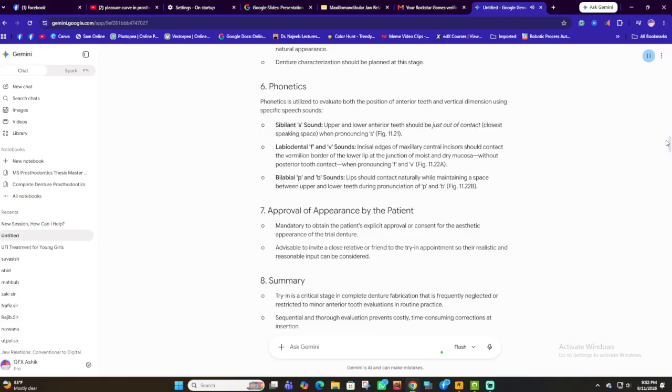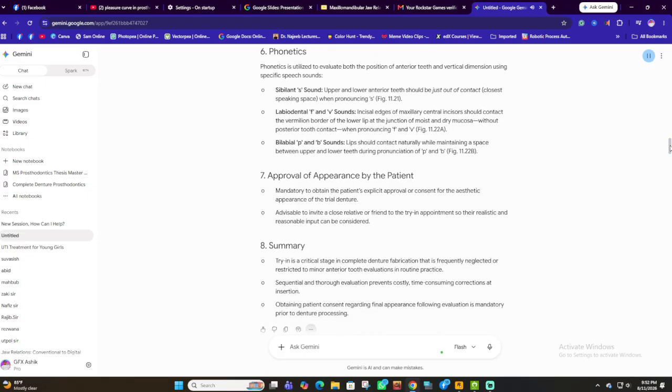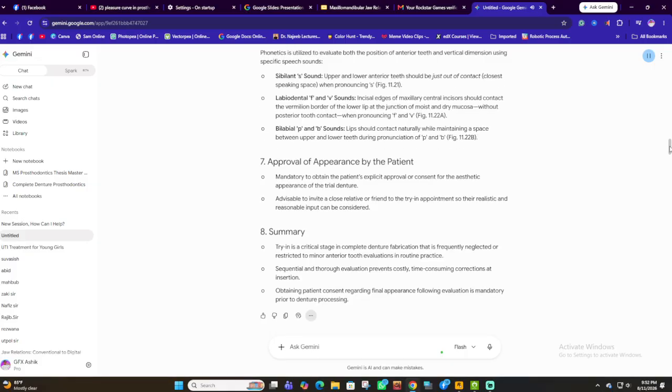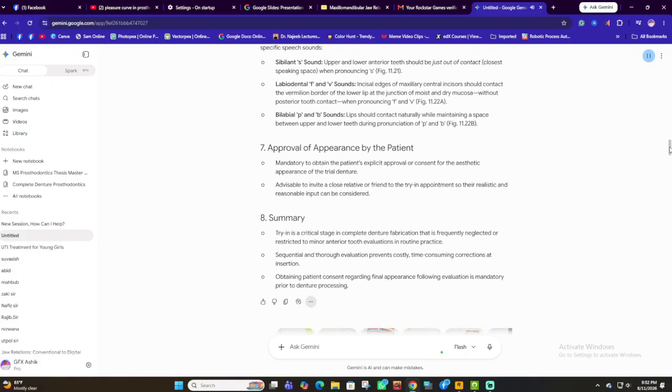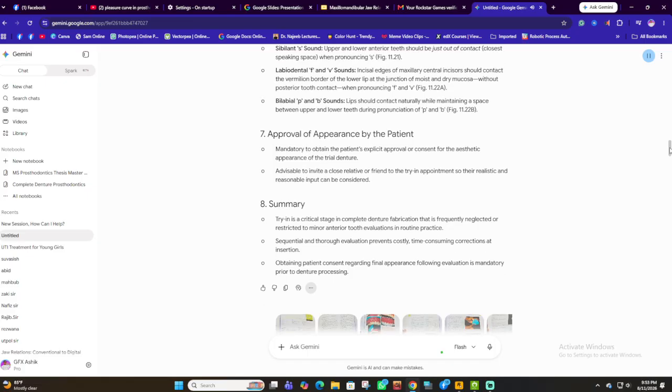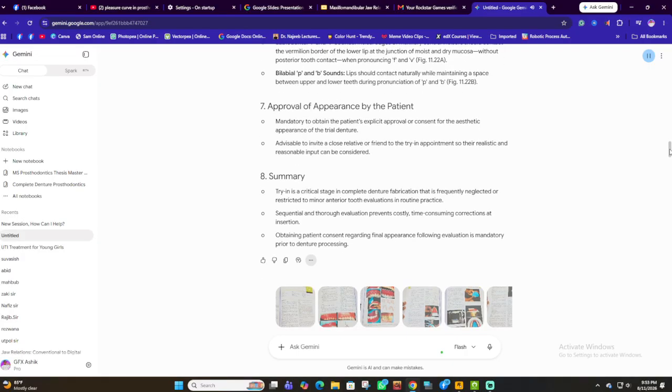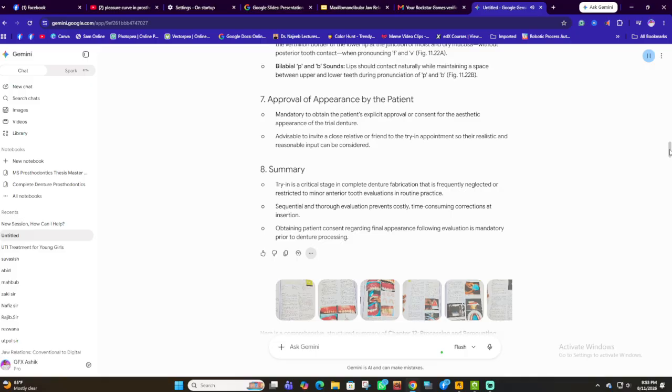7. Approval of appearance by the patient. Mandatory to obtain the patient's explicit approval or consent for the aesthetic appearance of the trial denture. Advisable to invite a close relative or friend to the try-in appointment so their realistic and reasonable input can be considered. 8. Summary. Try-in is a critical stage in complete denture fabrication that is frequently neglected or restricted to minor anterior tooth evaluations in routine practice. Sequential and thorough evaluation prevents costly, time-consuming corrections at insertion. Obtaining patient consent regarding final appearance following evaluation is mandatory prior to denture processing.